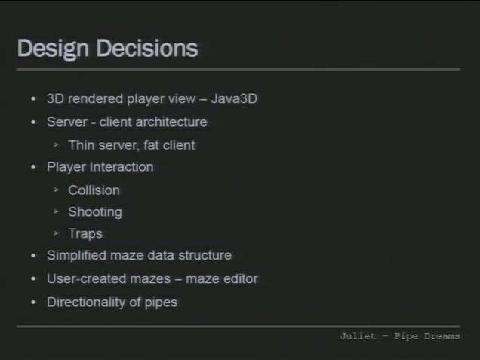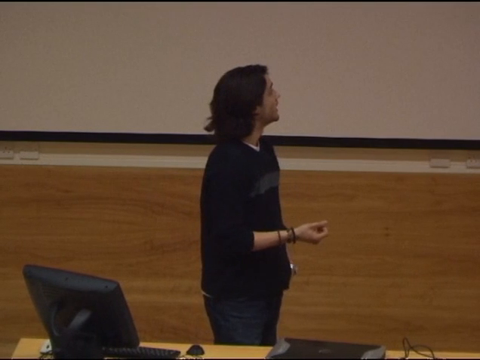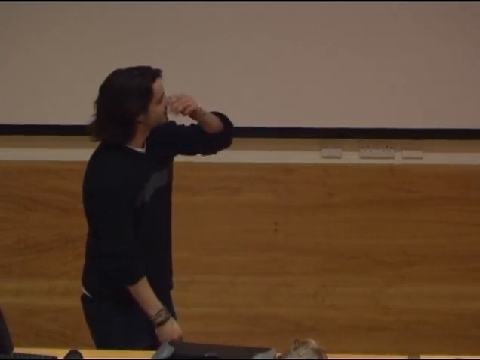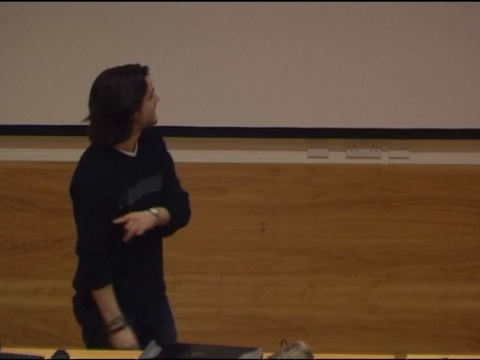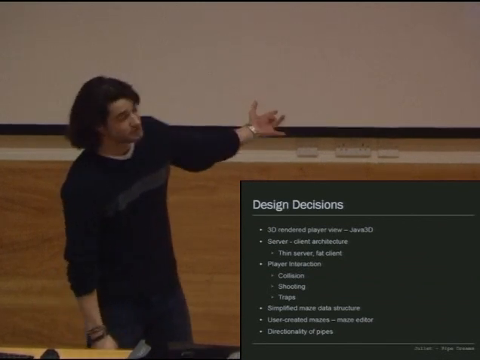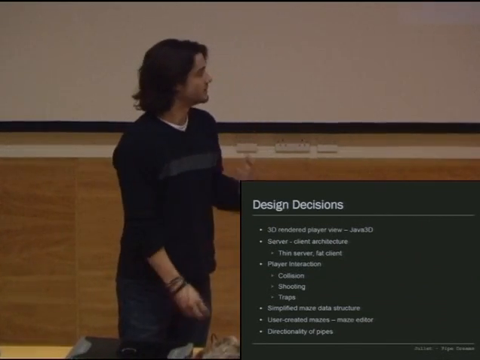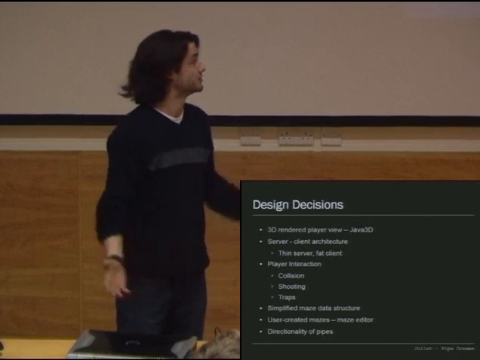We decided very early on also that just racing towards a treasure wasn't going to be a very fun experience for the players. So we wanted to add as much player interaction as we could. This includes, as you saw, that you can shoot and kill each other, lay traps, and chat, and all sorts of stuff. The simplified maze data structure is important, and you'll see why in a sec. User-created content as well. You can build a maze really quickly and share it amongst all your friends.